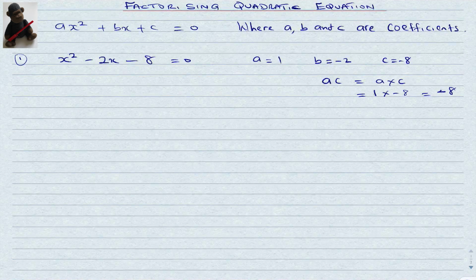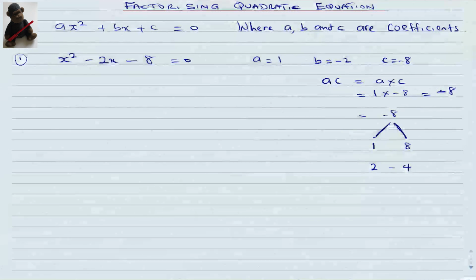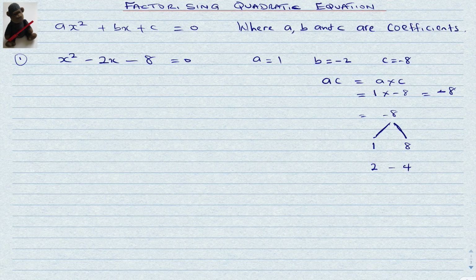We need 2 numbers we can multiply together to give minus 8, and when we add them together, will give us minus 2, which is B. So I'm thinking you normally start with 1 and 8. 1 plus 8 will not give us minus 2. We start with 2 and 4. Well, 2 plus 4 will give us 6. We want minus 2. So if we have plus 2 minus 4, that will give us minus 2.